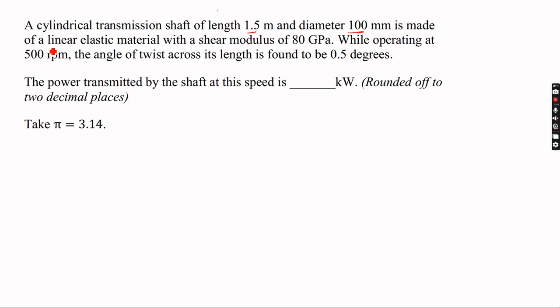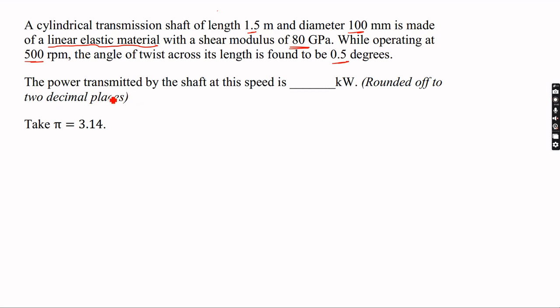In the first class we have discussed the linear elastic material, okay. Up to the proportionality limit, we are talking about Young's modulus being constant, related to that we discussed. And the shear modulus, you people know about the shear modulus, the G value is given, while operating at 500 RPM. The angle of twist is also given. So the power transmitted by the shaft at this speed is what? It's a very, very basic question.